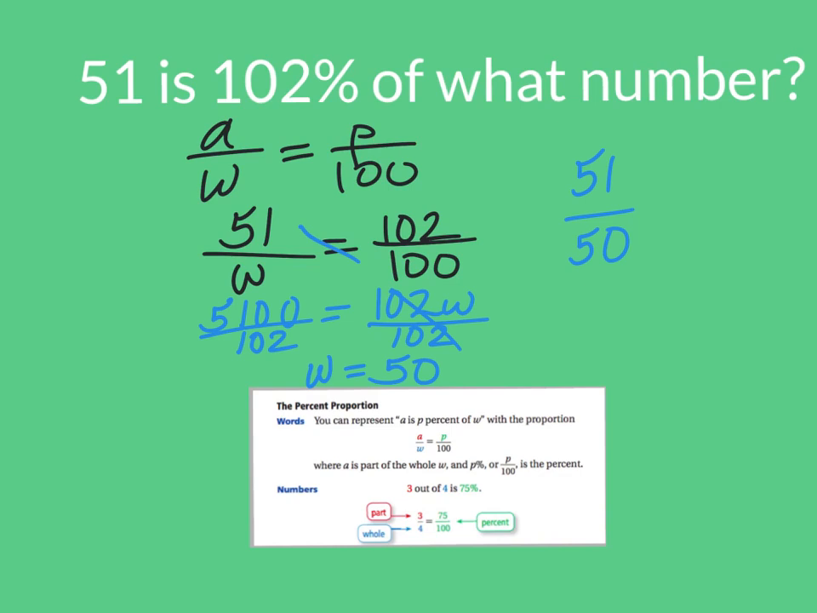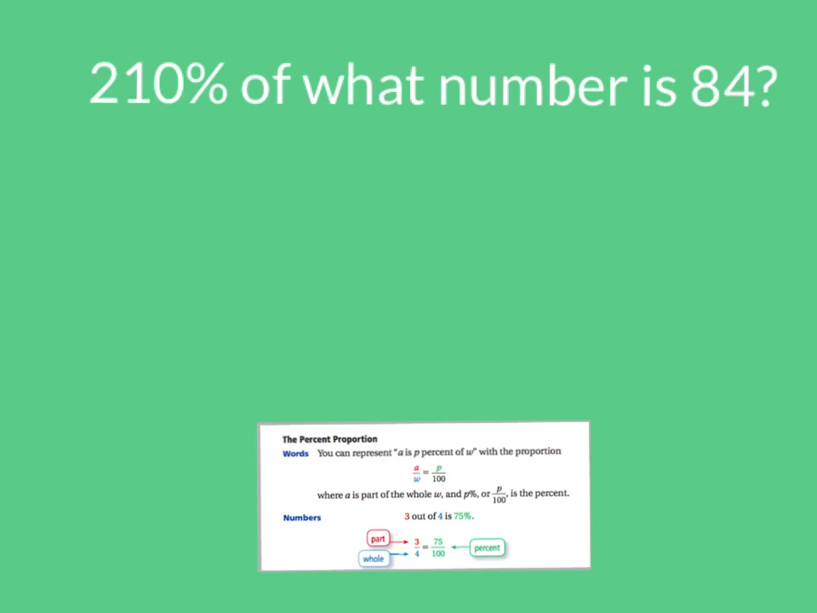So 51/50ths would be 102%. Again, if I want to check this, I can do 51 divided by 50 on my calculator. And when I do that, I get what would be the decimal for 102%, or 1 and 2 hundredths.